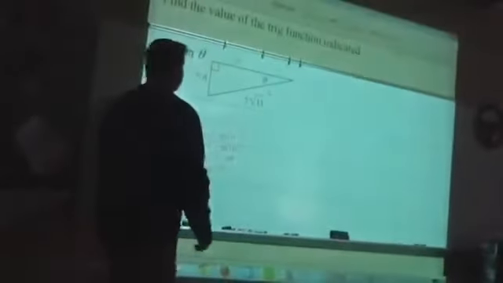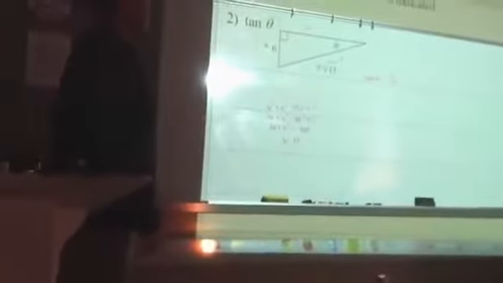So now, here's the opposite side. There's the adjacent side. So guess what the tangent is? The opposite 6 over the adjacent 17. That's all you have to do. You have to make a fraction. Write it down. That's it.